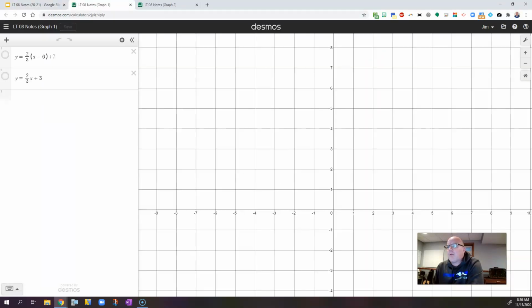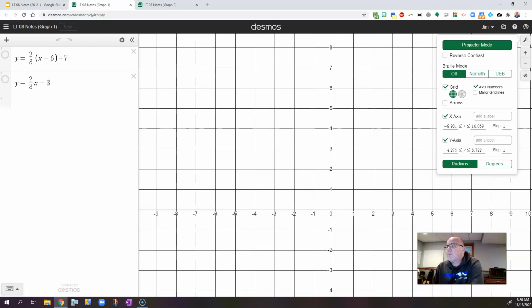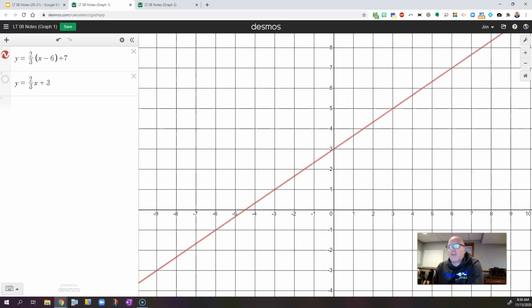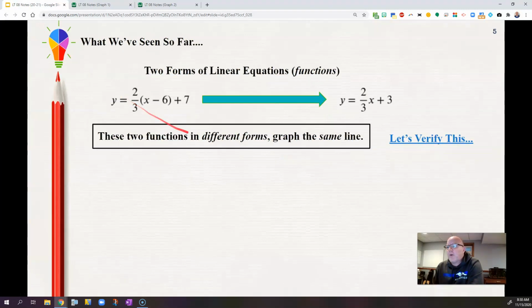So when I open up this graph here, and I have my first form of the equation, 2/3 x minus 6 plus 7, and I go ahead and graph that, there's that line. Great. What I'm saying is that 2/3 x plus 3, even though it looks very different than the first equation, will graph the same exact function. And we can see that when I light it up in green, it works. So this has been verified. So we can get to these two different forms by doing just a little algebraic maneuvering.